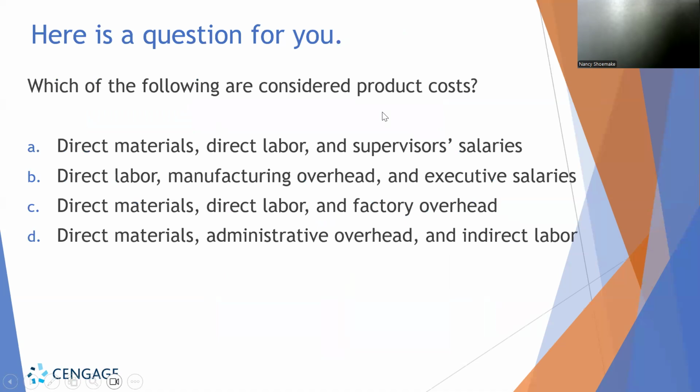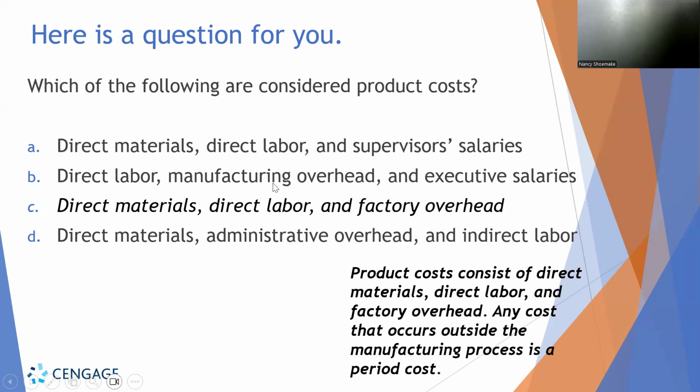Which of the following are considered product costs? Direct materials, direct labor, supervisor salaries, manufacturing overhead, and executive salaries? Direct materials, direct labor, and factory overhead, right? Executive salaries, we know, are period costs, aren't they? They don't follow the products. They are on the income statement, the profit and loss, in the period in which they occurred. Same with administrative overhead. Supervisors' salaries are part of factory overhead, aren't they?